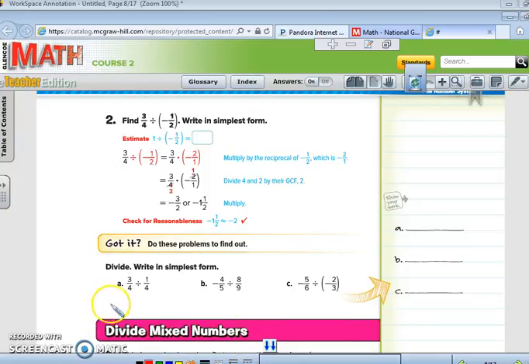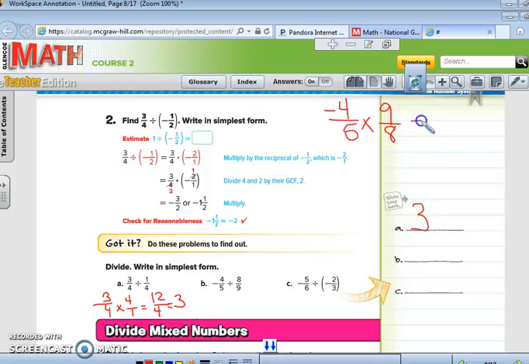So on letter A, we're keeping, changing, flipping. So I have 12/4, which simplifies to 3. On the next one, keep, change, flip. I'm going to do it up here. So keep, change, flip. And again, I know I'm going to have an eye infection, so I know my answer is negative.